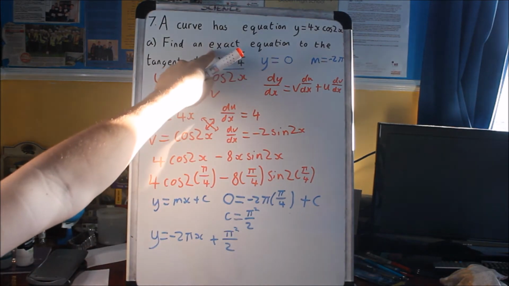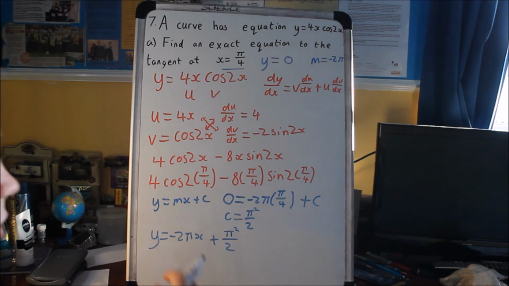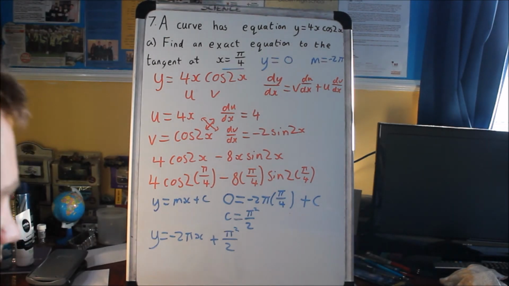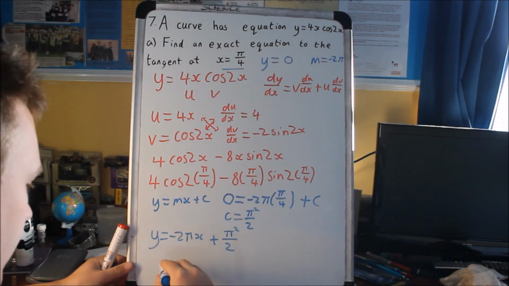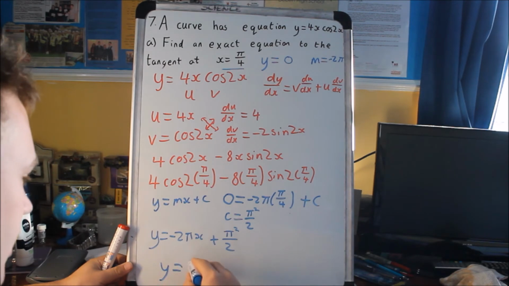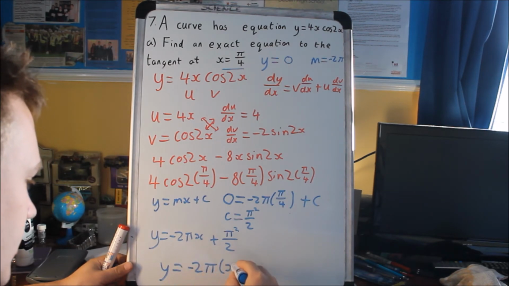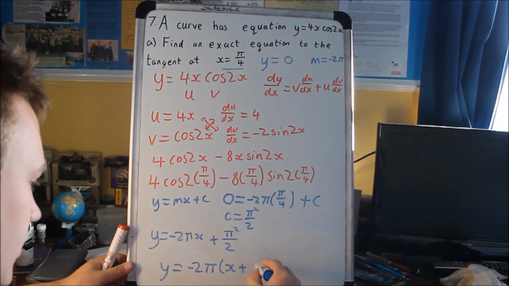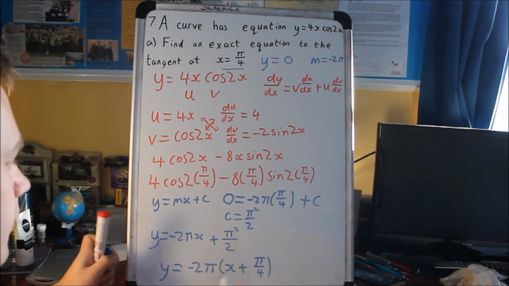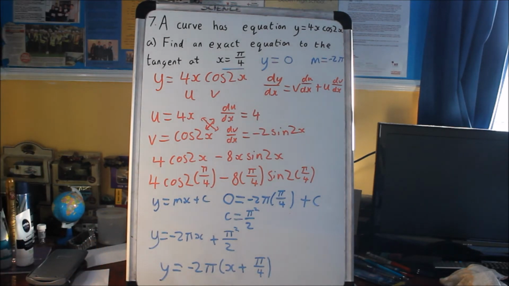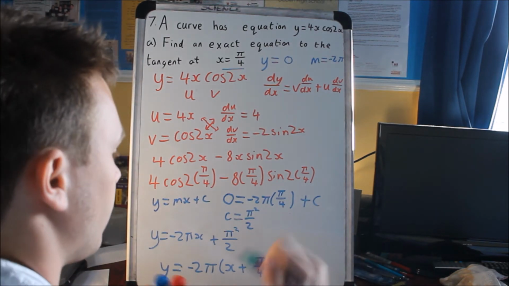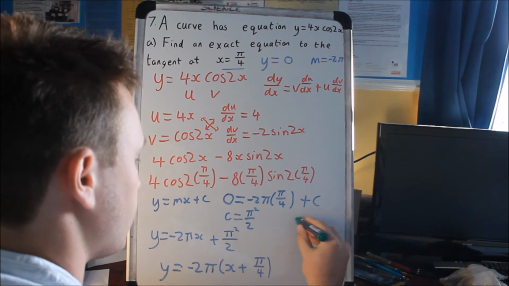And it wants an exact equation, so you wouldn't put pi as a decimal, you'd keep it as pi because that's more exact. And you could go on to factorise this, take out the minus 2 pi and times it by x plus pi over 4, or a quarter pi, and that would give you the same thing, or they are the same thing. And so those are your answers, and altogether this was worth 5 marks.